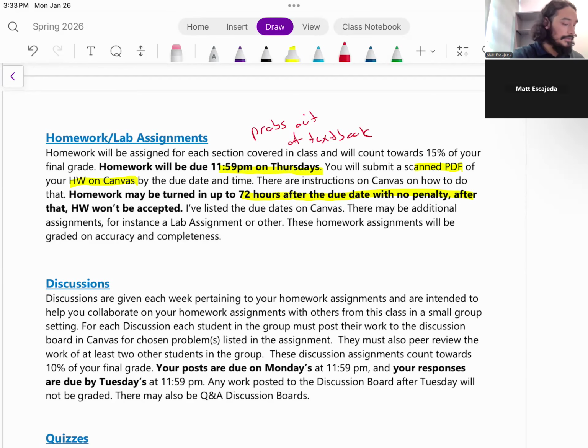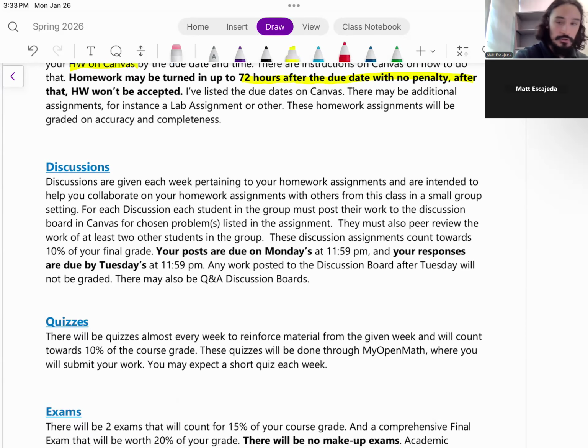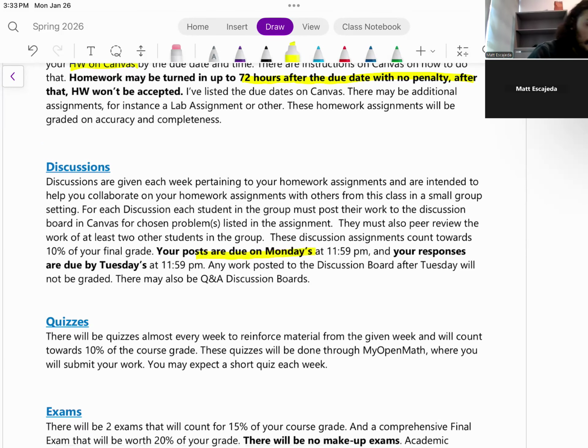All right. Now, discussions, this is where the online part gets in. So discussions are related to our homework assignments. It's easy to follow the prompts, but yeah, your posts for like a homework solution will be due by Monday. And then your responses for your peers in your discussion group setting, there's about like four of you per group, that will be due by Tuesday.